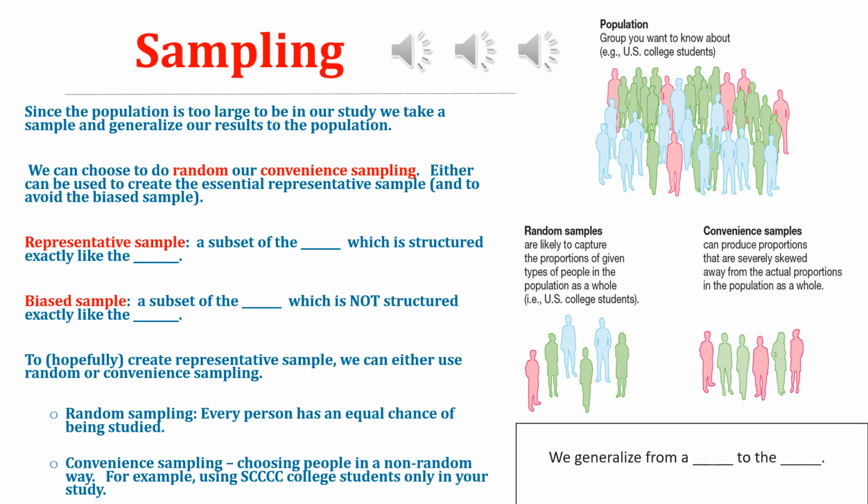Now, when we go about this, we have two major choices. Do we want to do random or convenient sampling? We'll consider them a little bit later in the slide, but first we have to tackle the concept of representative sample and biased sample. Hopefully you've already covered these well in Intro Psych, so this is likely to be review. But if not, no worries.